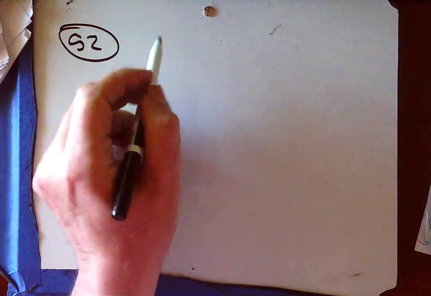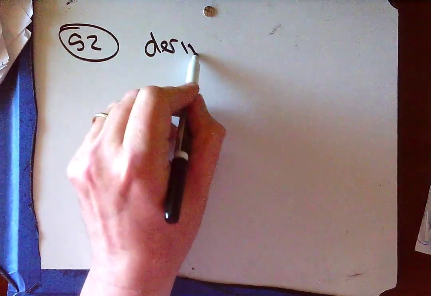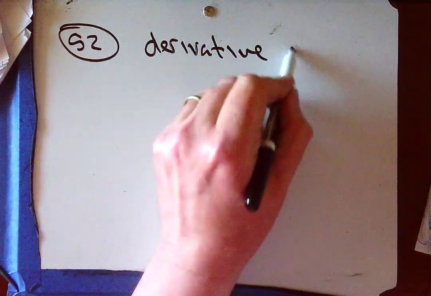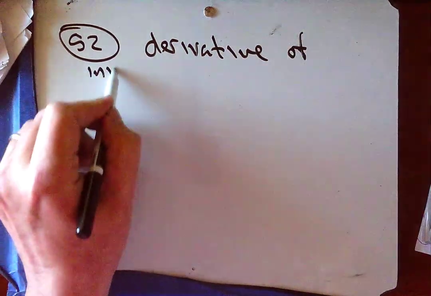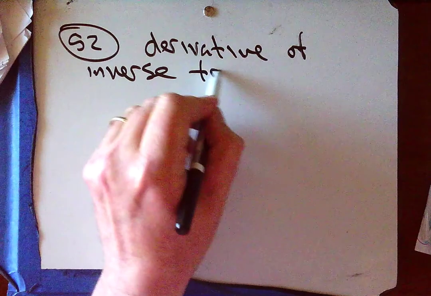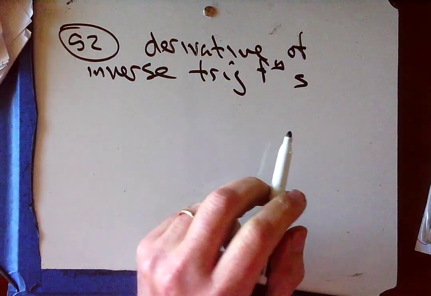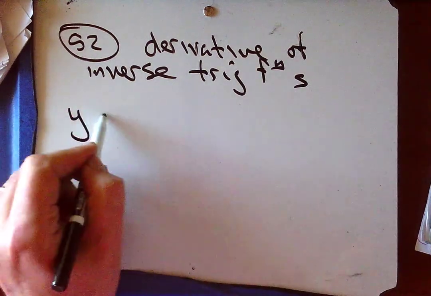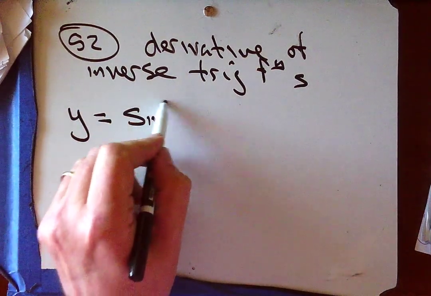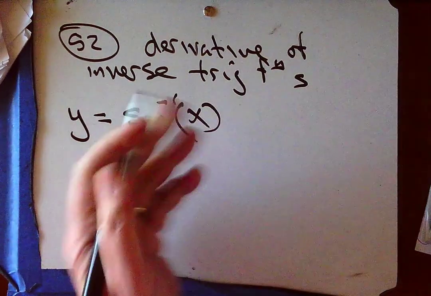And 52 is all about the derivative of inverse trig functions. All right, so let's say, hey, here's an inverse trig function, and I'd like to take the derivative of it.